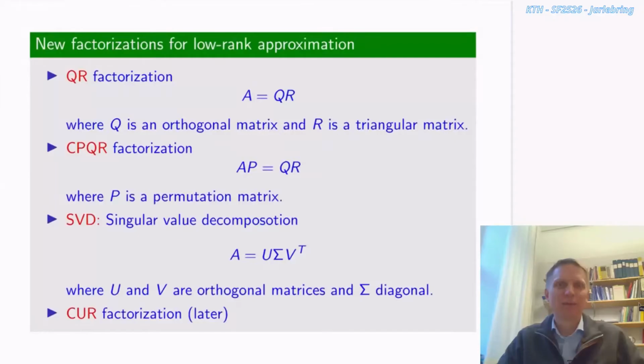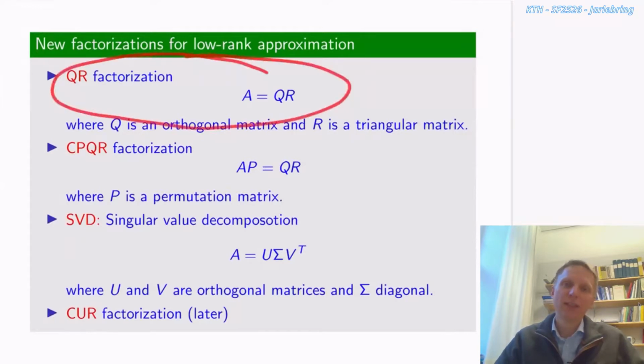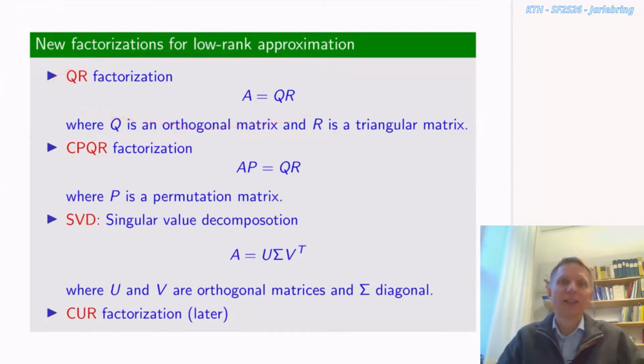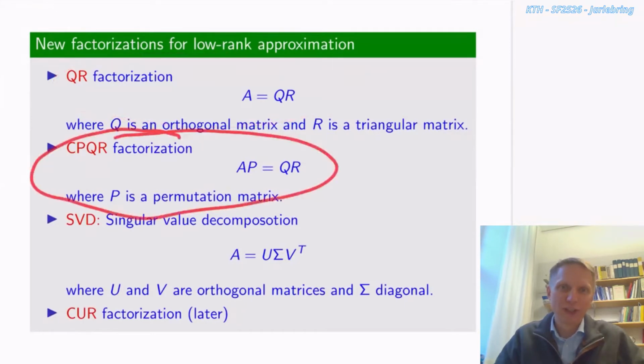This video is about the singular value decomposition, but let's first recap a little bit some other decompositions. So we have the QR factorization, which decomposes the matrix A into two matrices, Q, which is an orthogonal matrix, and R, which is an upper triangular matrix. And then we have the variation of the QR factorization called the CPQR, column pivoted QR factorization, which is essentially the same, but where you permute the columns of A, and this is done in order to obtain better low rank approximation properties.